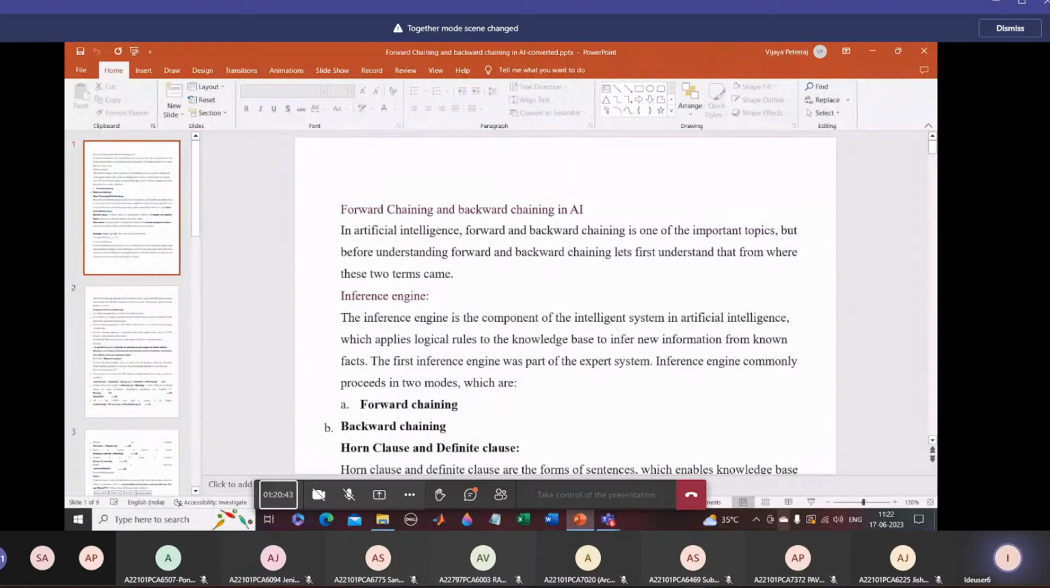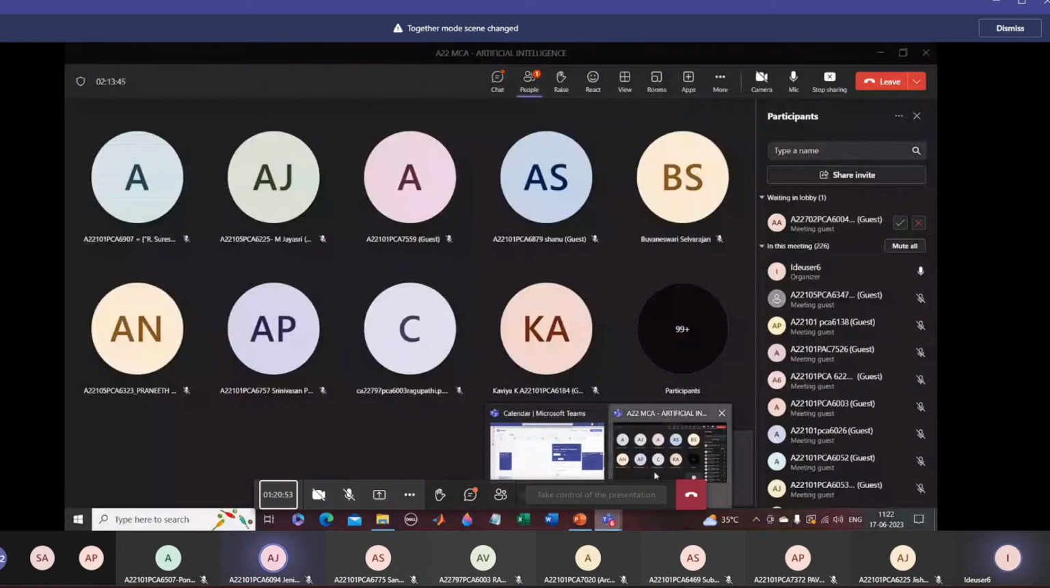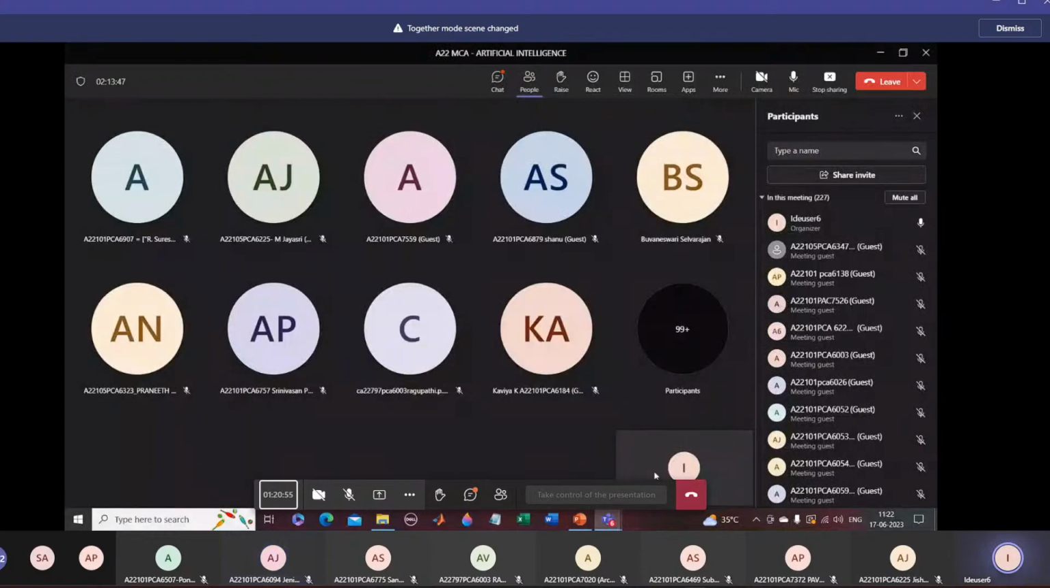How many students are there, ma'am? How many students are there? Maximum? 227, ma'am. 227. Earlier it was 230-something, no? It's reduced. Yes, so after the break I'll take the attendance, and at the end of the class I'll also take the attendance, okay? Ask them to join.